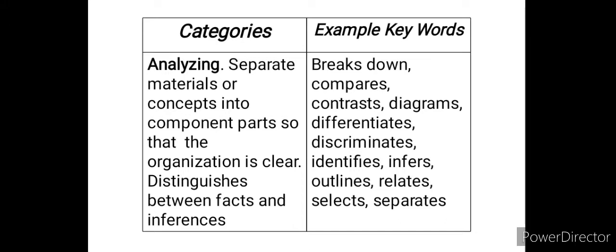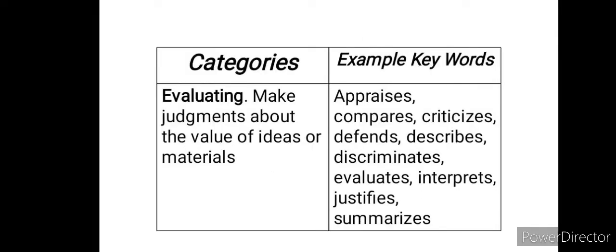So, distinguishes between facts and inferences. The example of this is the students can differentiate techniques in holding a badminton racket. The appropriate learning outcome verbs for this level include breaks down, compares, contrasts, diagrams, differentiates, discriminates, identifies, infers, outlines, relates, selects, and separates. The fifth one is evaluating.